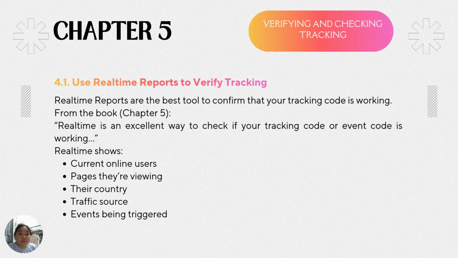So next, we move to verifying and checking the tracking. First, use the real-time reports to verify tracking. Real-time reports are the best tool to confirm that your tracking code is working. From the book, real-time is an excellent way to check if your tracking code or event code is working. Real-time shows current online users, the pages they are viewing, their country, traffic source, and also events being triggered.